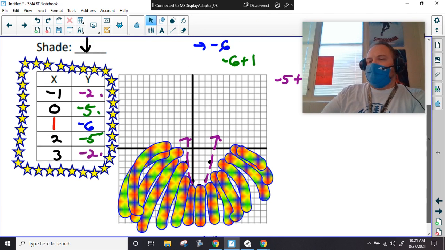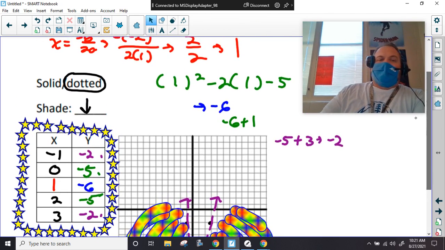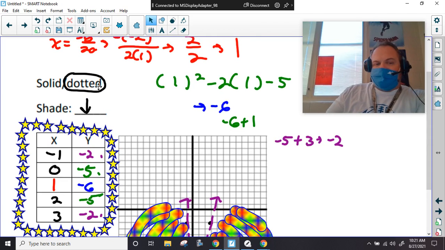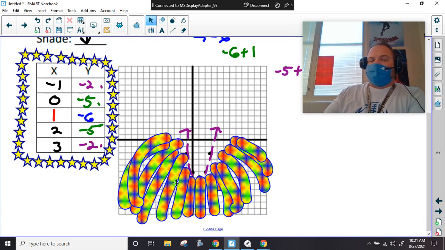Now, here's the big thing I need y'all to know. I need y'all to know why is it dotted? What is it shaded below? And its graph looks something like this. Now, not all graphs on a test are going to have purple dotted lines and these rainbow gummy worm things looking right here. They're not, but that's all I really need y'all to focus on right now.